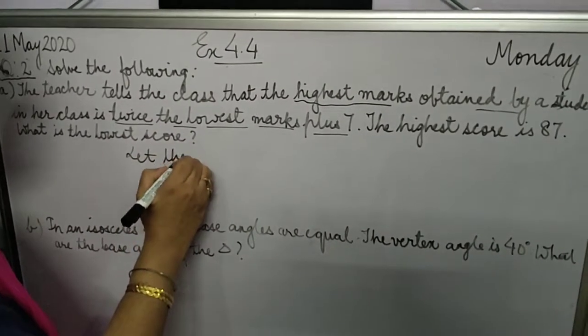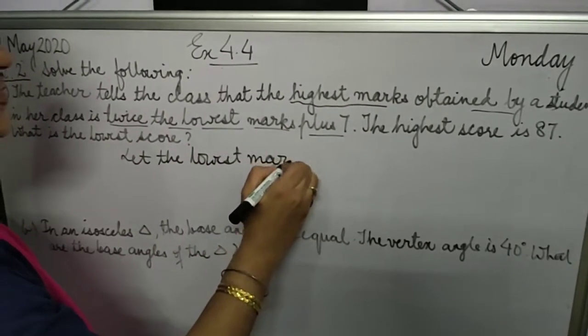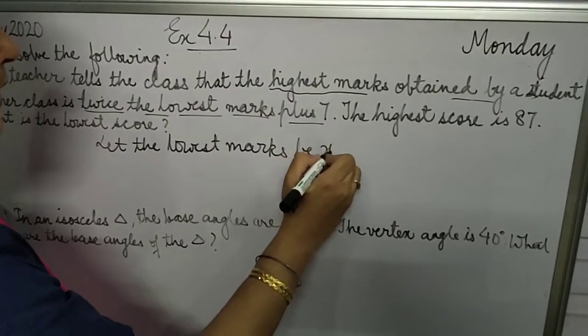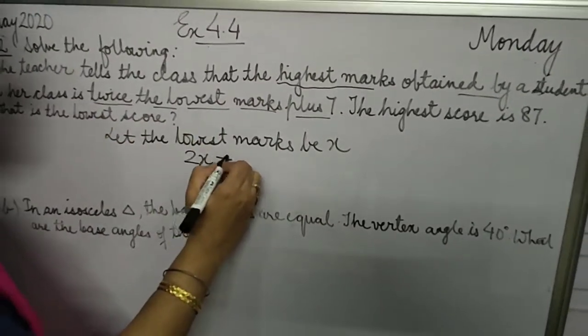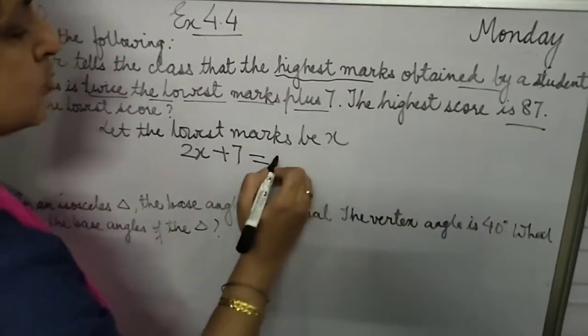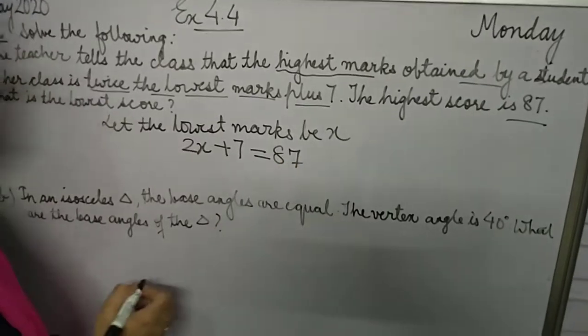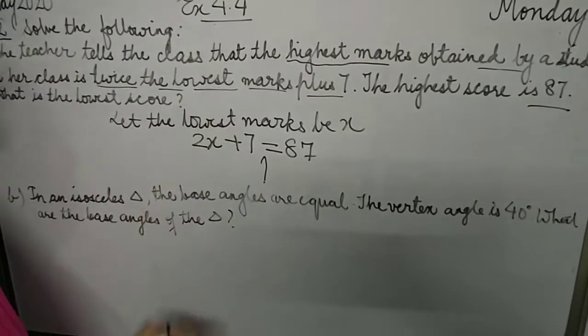So let the lowest marks be x. Now twice the lowest marks means 2x plus 7 and this is equal to the highest score, and the highest score here is 87. So our equation is 2x plus 7 is equal to 87 and the rest is for you to solve.